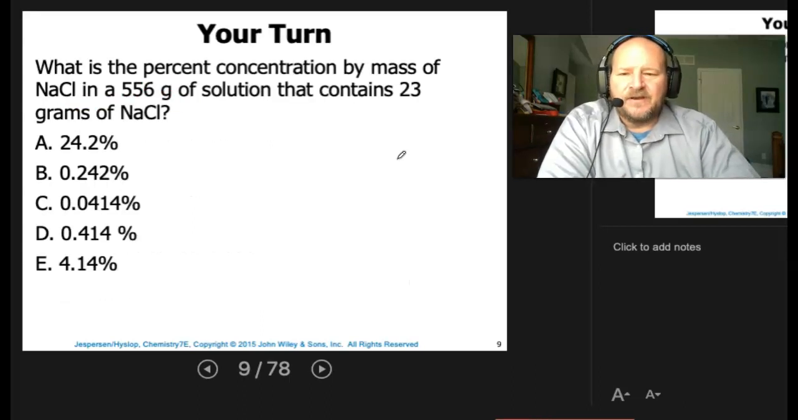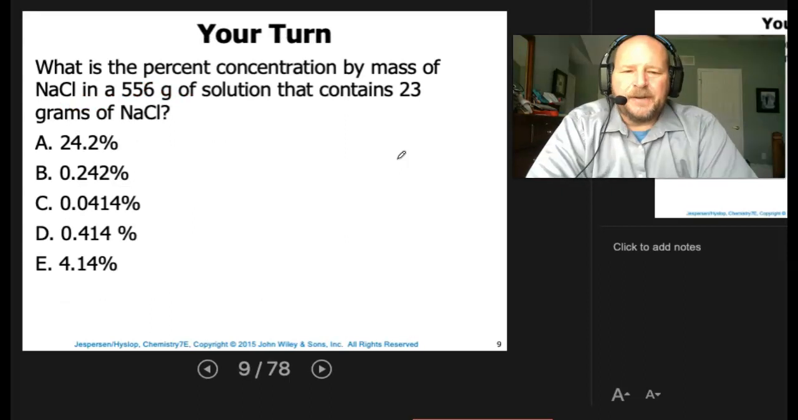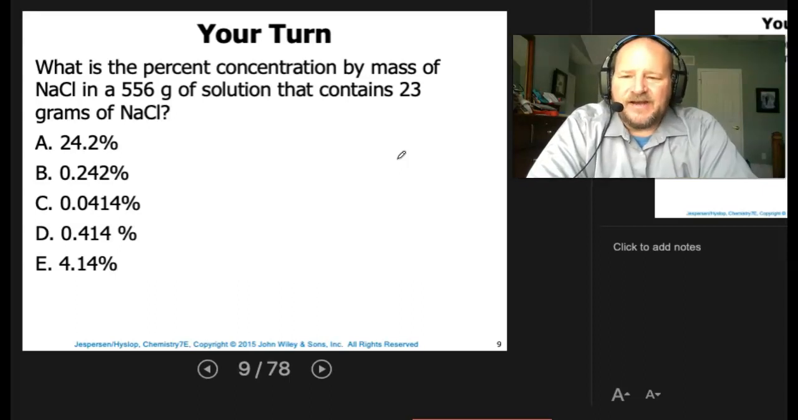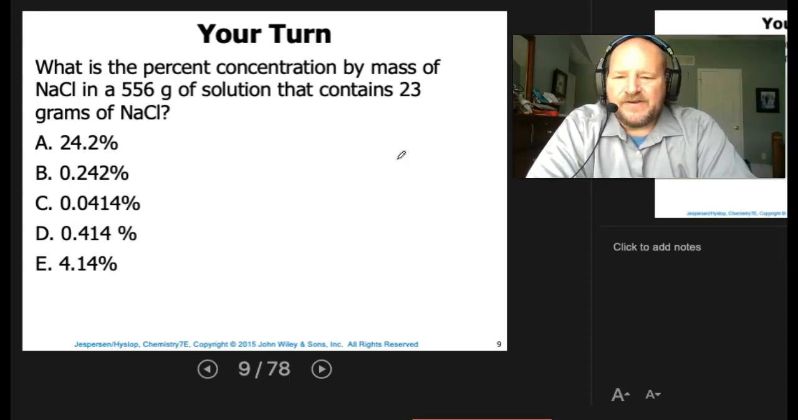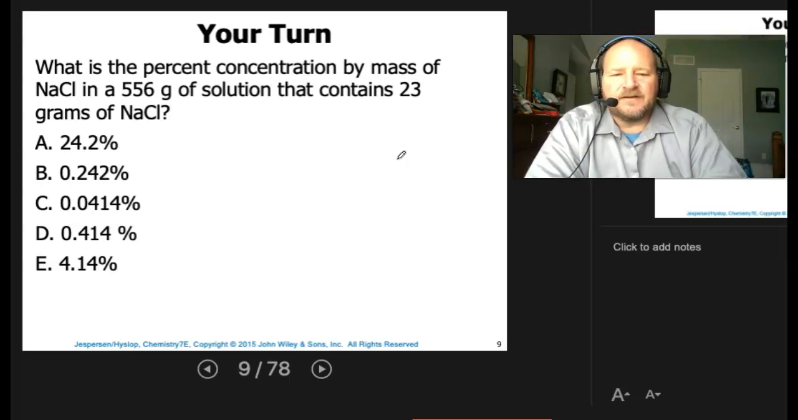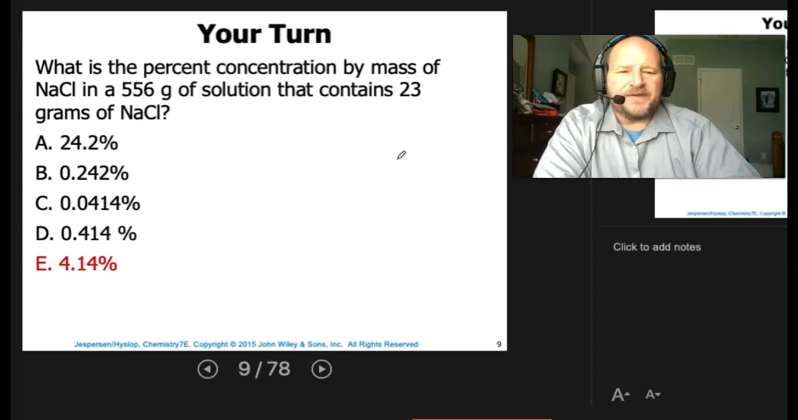So what is the percent concentration by mass, there's the key, by mass, of NaCl in a 556 grams of solution that contains 23 grams of sodium chloride? There's your pause. So just like before. Hopefully you came up with E.